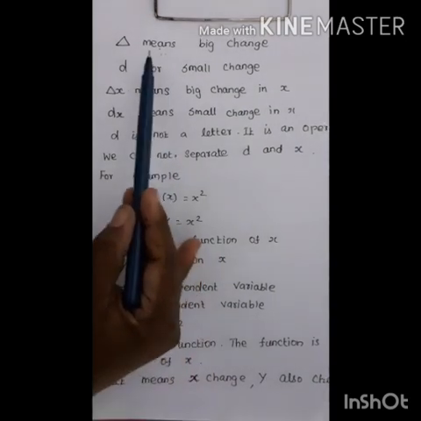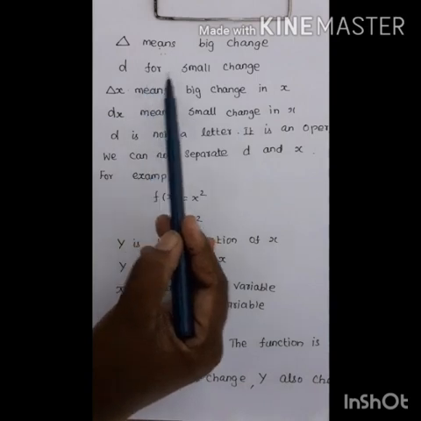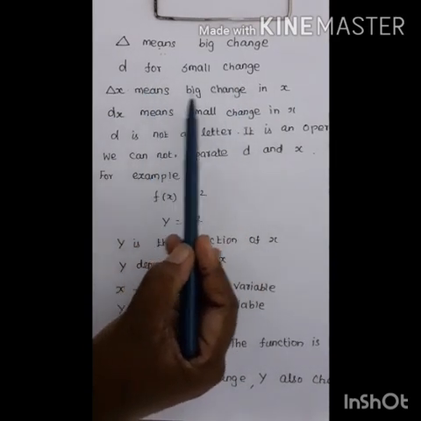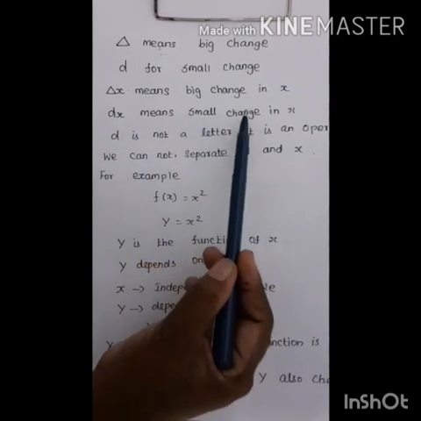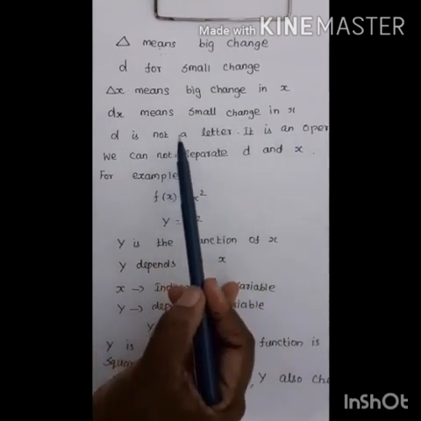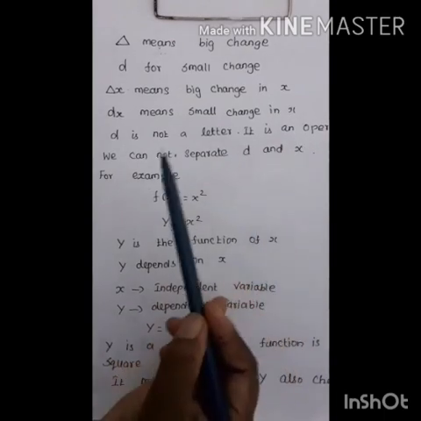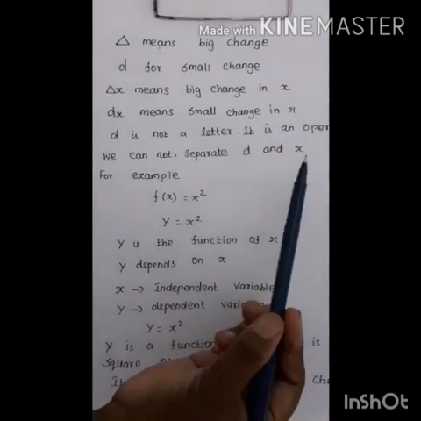We use del for big change and d for small change. Del x means big change in x. Then dx means small change in x. d is not a letter, it is an operator. We cannot separate d and x.